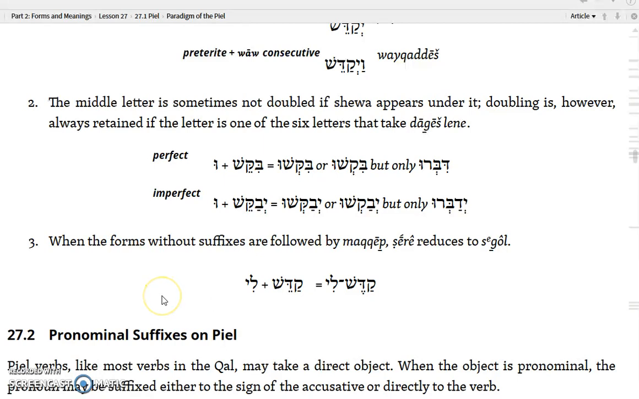When forms without suffixes are followed by a maqqef, the sere may reduce to segol. So if you want to say kadeshli, which is "make holy with regard to me," and you connect it with a maqqef, the accent shifts forward and that becomes an unaccented closed syllable, and therefore it requires a short vowel, so it goes to segol.